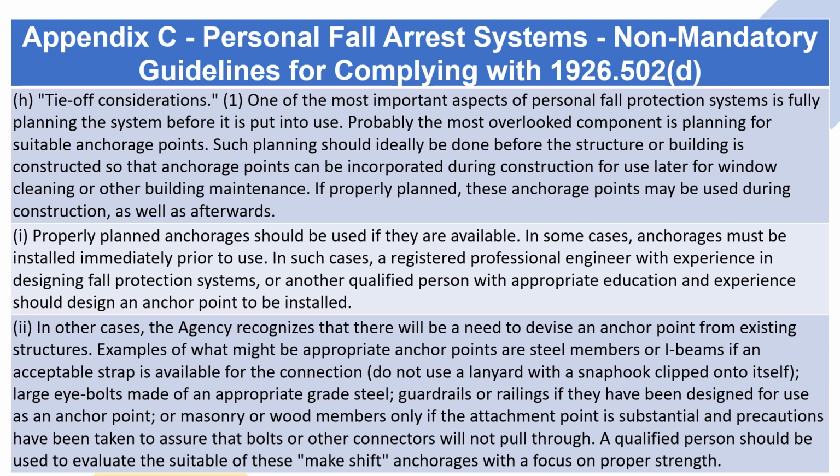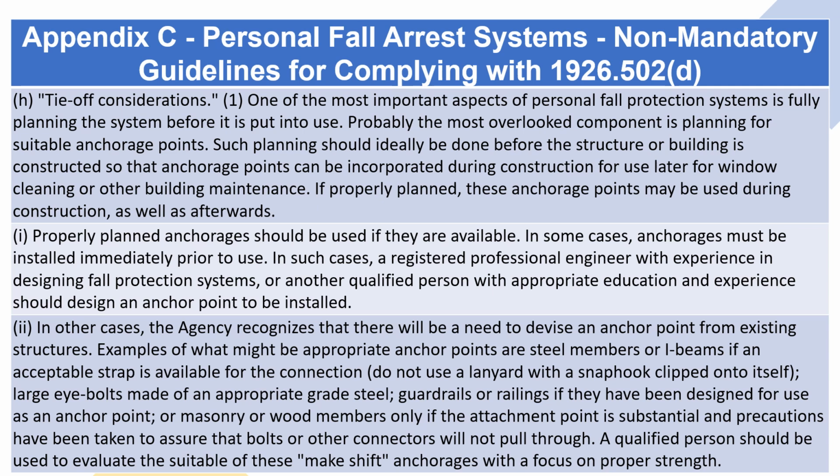In some cases, anchorages must be installed immediately prior to use. In such cases, a registered professional engineer with experience in designing fall protection systems, or another qualified person with appropriate education and experience, should design an anchor point to be installed. 2. In other cases, the agency recognizes that there will be a need to devise an anchor point from existing structures. Examples of what might be appropriate anchor points are steel members or I-beams.